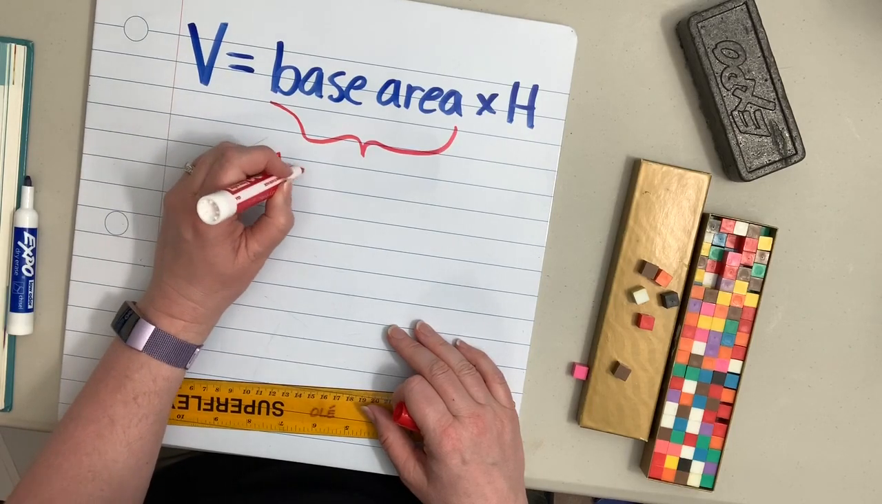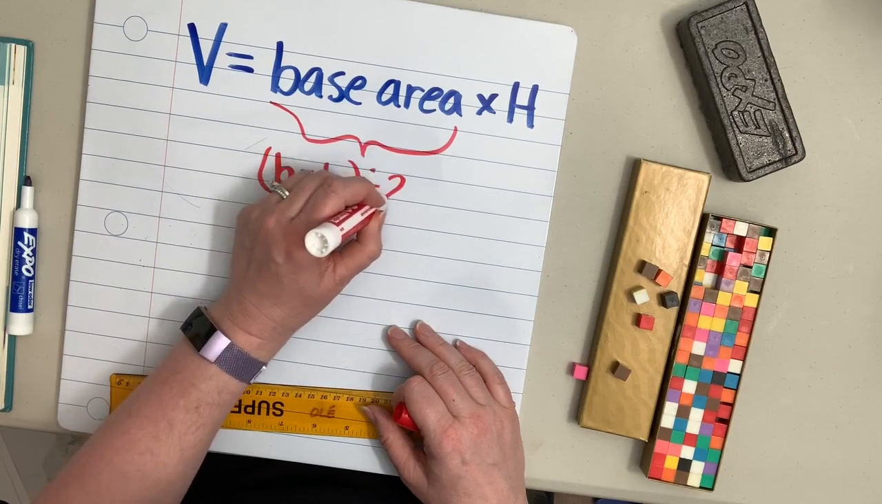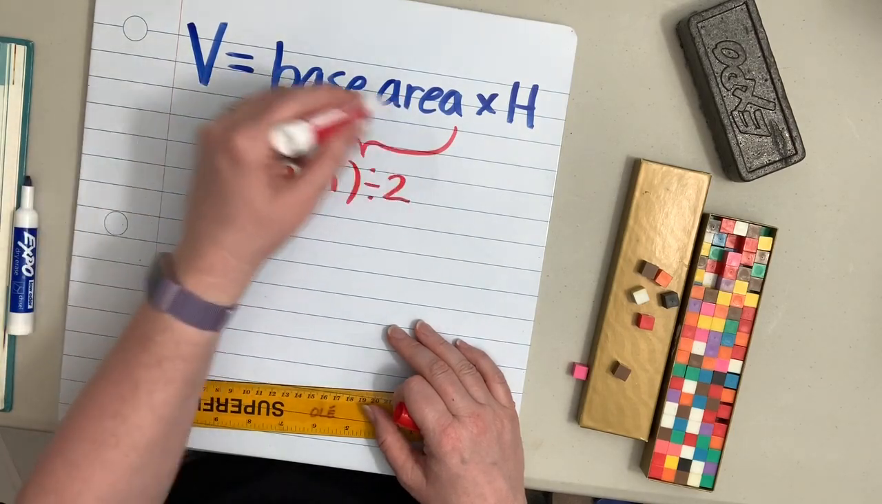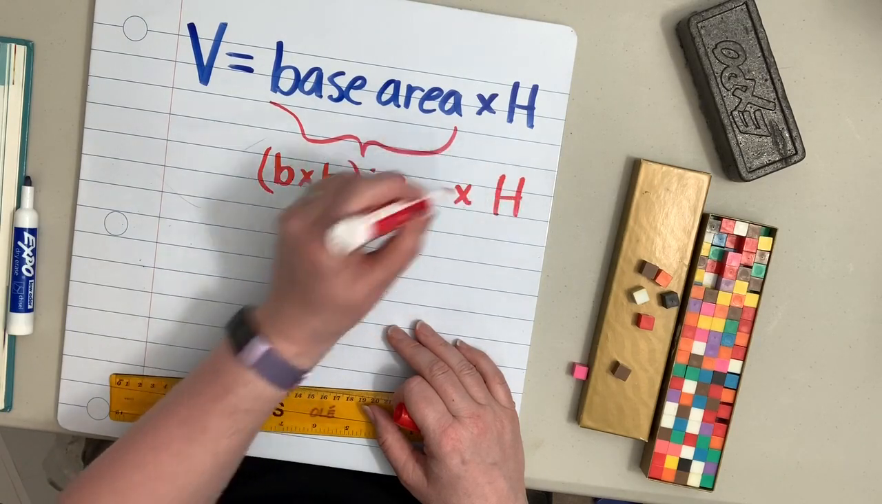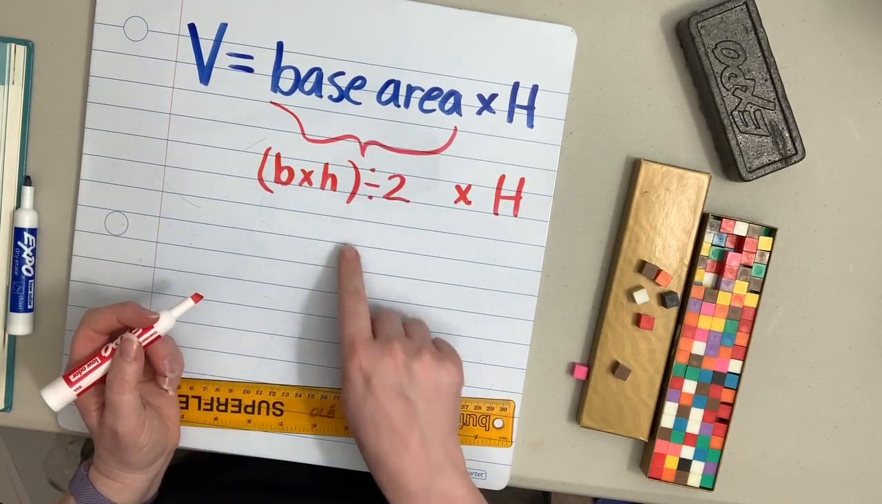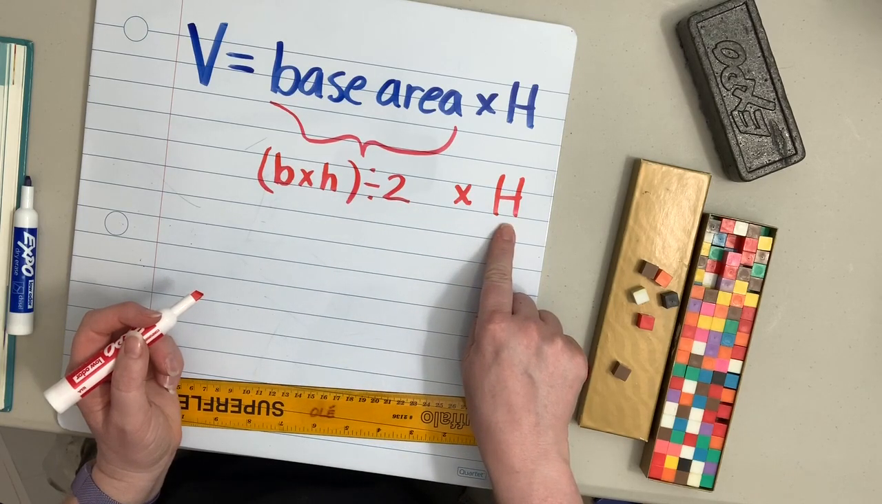It's the base times the height divided by 2. Okay, so that's the base area. So we do that first, then we multiply it by the height of the prism. Now notice something. There are 2 heights. Notice a lowercase h and an uppercase H.